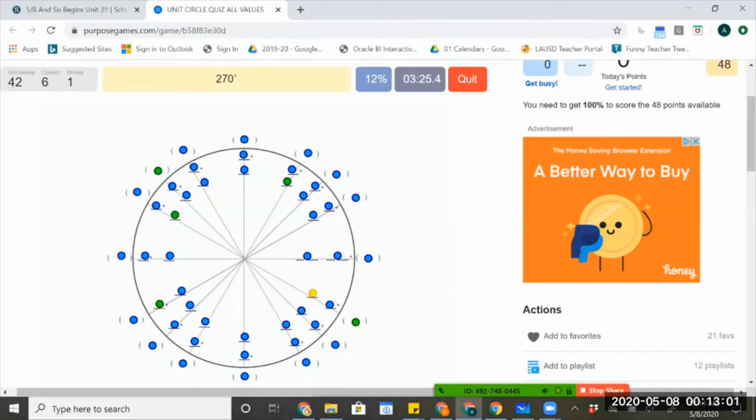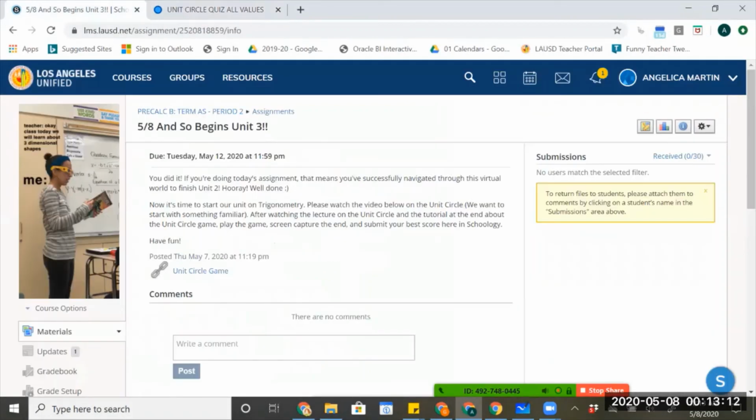So again, play the game, capture the screen in some way, either on your phone or with the print screen option on your computer, and submit that image here to show me that you've attempted the unit circle game. All right, and do your best with this.